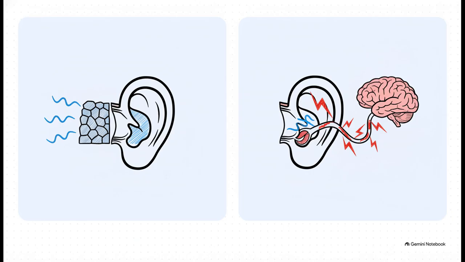Then on the right, there's sensory neural hearing loss. This one involves permanent damage to the inner ear or the auditory nerve itself, usually from genetics, illnesses, or super loud noises. And yeah, you can also have a mixed type that combines both of those challenges.